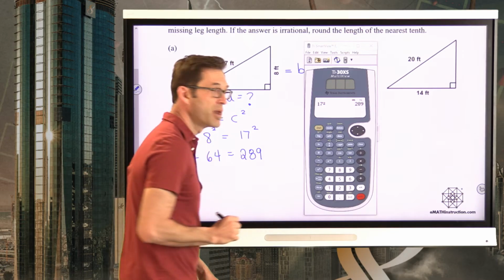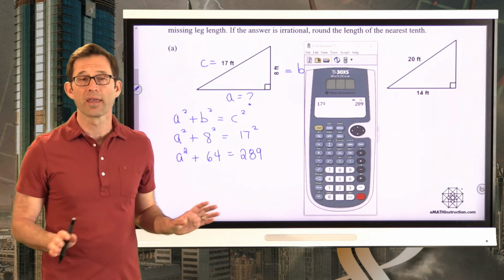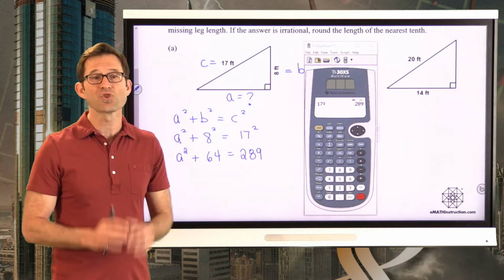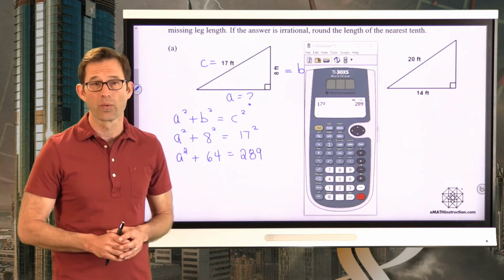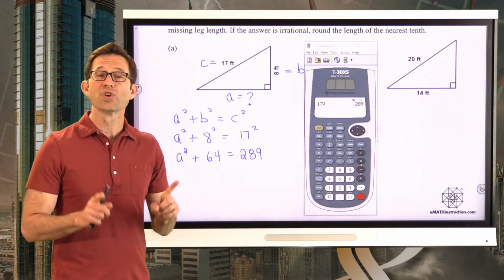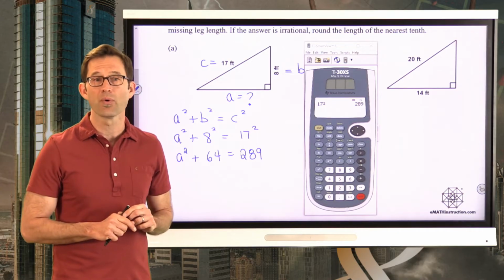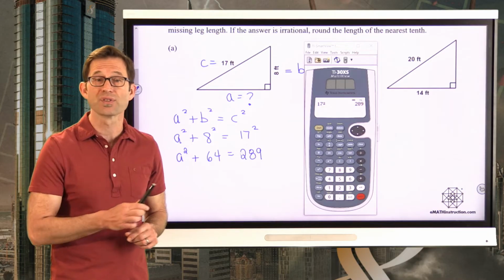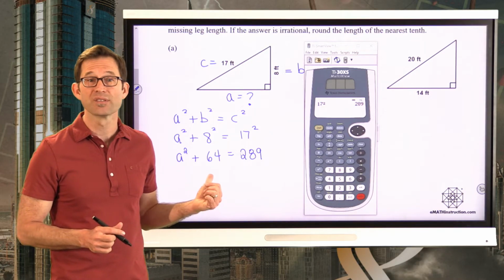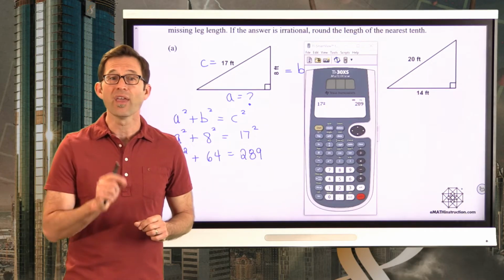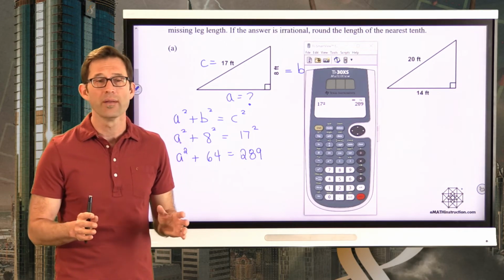Now, let's pause for a minute and talk about this, because this is where it gets a little different than before. Before, at this stage, I literally had C squared equals a number, and I took the square root. Here I have A squared plus 64 is equal to a number. So here's the one additional step when we're solving for a missing leg instead of solving for the hypotenuse. We simply have to subtract this 64 from both sides. We've got to isolate the A squared or the B squared.